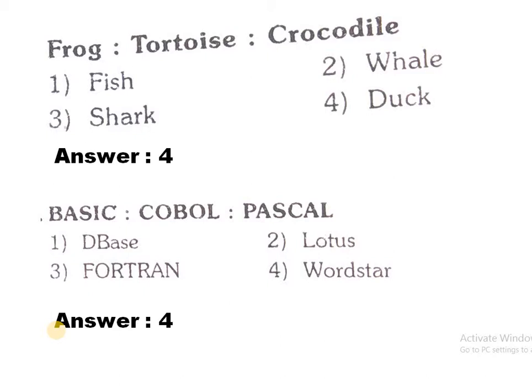Fish live only in water. Whales and sharks, all three live only in water, not on land. But a duck lives both in water and on land. So duck is the correct answer. So duck is an amphibian.